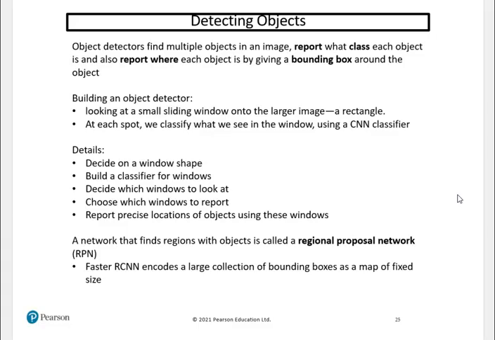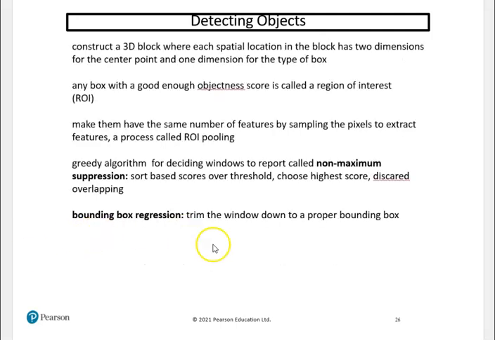Faster R-CNN encodes a larger collection of bounding boxes as a map of fixed size. So if we don't change the size of the window, it can be faster, but it's not going to be as accurate as the variable or the region-based object detection.